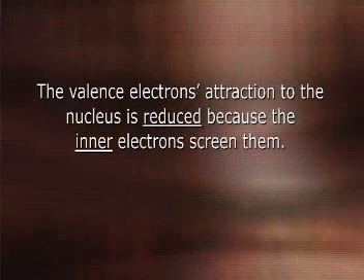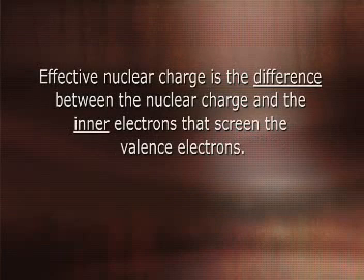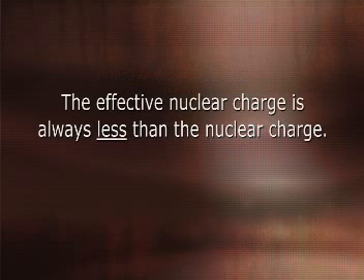The valence electron's attraction to the nucleus is reduced because the inner electrons screen them. Effective nuclear charge is the difference between the nuclear charge and the inner electrons that screen the valence electrons. The effective nuclear charge is always less than the nuclear charge. If you were able to correctly fill in all of the missing words, then you did very well.